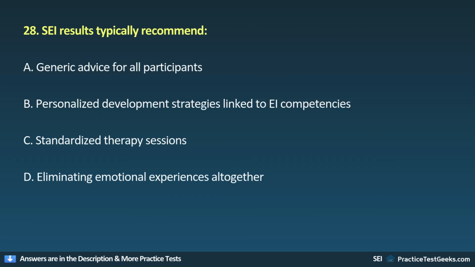28. SEI results typically recommend: A. Generic advice for all participants. B. Personalized development strategies linked to EI competencies. C. Standardized therapy sessions. D. Eliminating emotional experiences altogether.